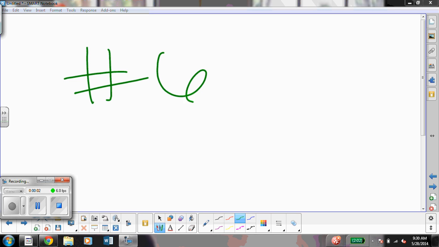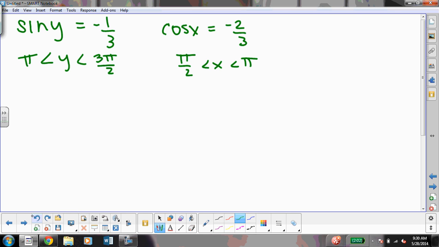These are the review answers for section 6 involving finding the exact values of problems with sines and cosines. We're given this information: the sine of y equals negative 1/3, and the cosine of x is negative 2/5. We know that y lies in between pi and 3 pi over 2, and that x lies in between pi over 2 and pi. And before I do any work with using my identities, I'm going to draw a picture of what's happening.